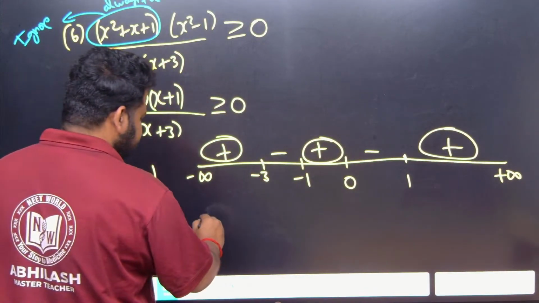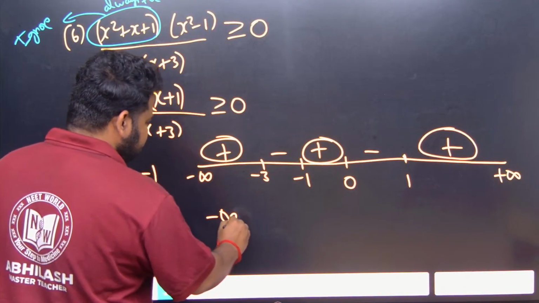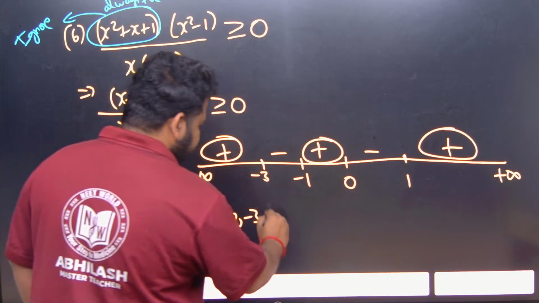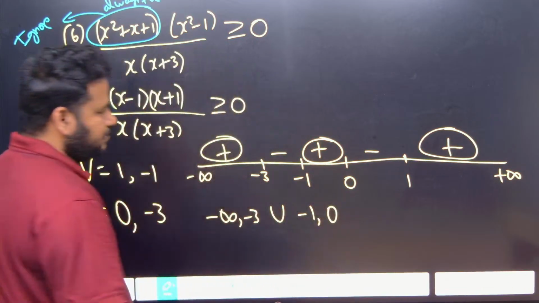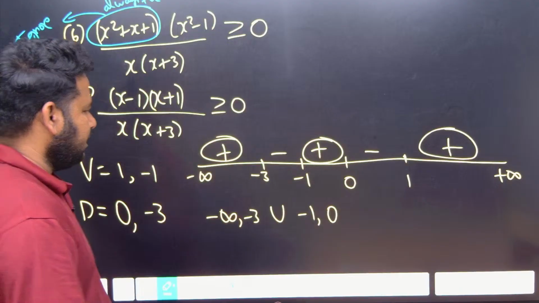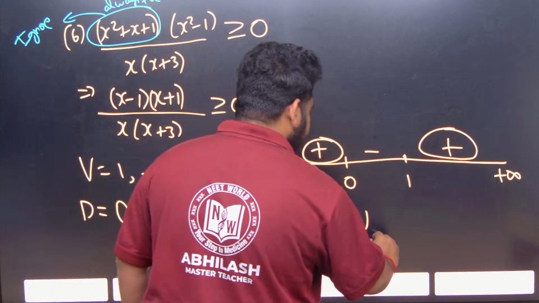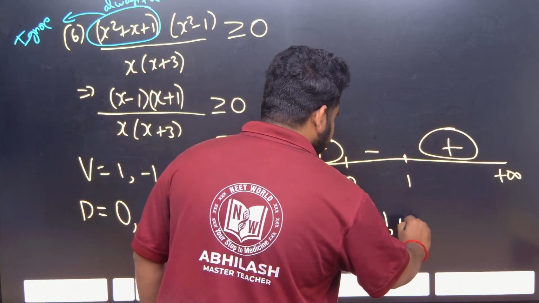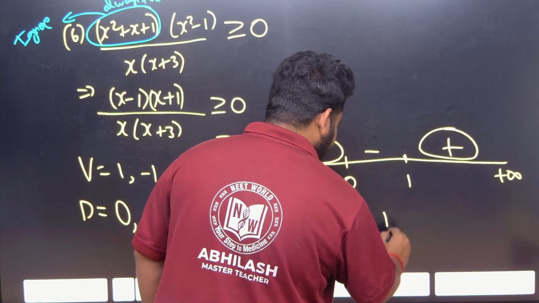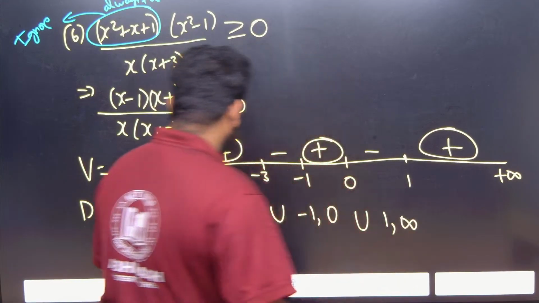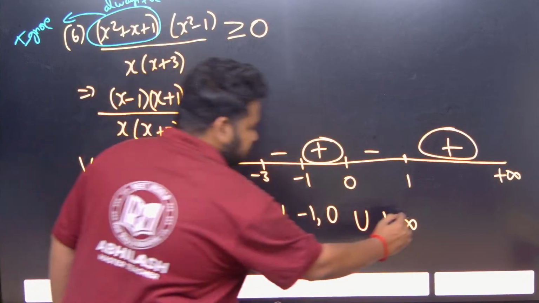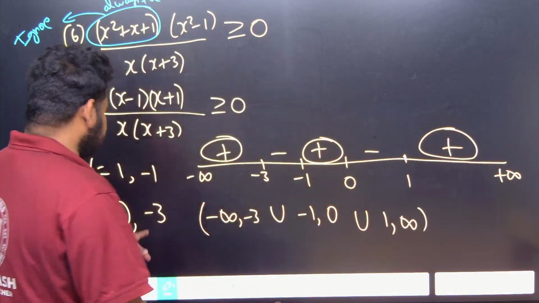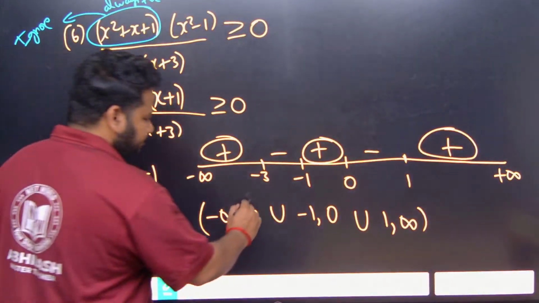Don't worry about the brackets as of now, just write the intervals. Minus infinity comma minus 3, union minus 1 comma 0, union 1 comma infinity. Now see here, infinity is always an open interval. Minus 3 is a discontinuous point, so this will be an open interval.